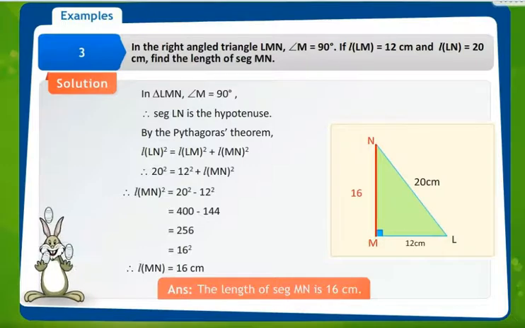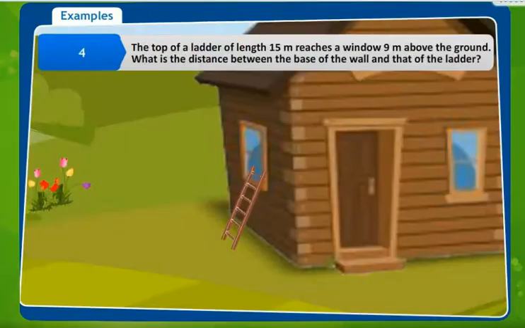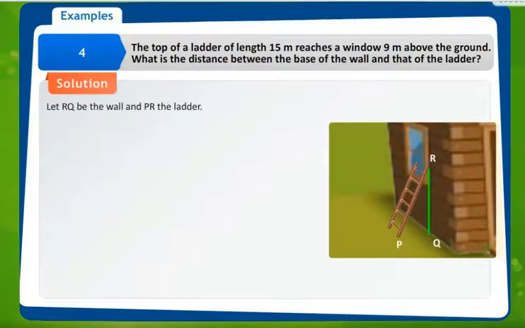Pythagoras theorem can be applied only to right angled triangle. Now another example. The top of a ladder of length 15 meter reaches a window 9 meter above the ground. What is the distance between the base of the wall and that of the ladder? You can see it forms a right angle triangle. We always have a doubt that when we are learning maths, where is it to be applied in our daily life? So this is how application of Pythagoras theorem is taken in our daily life. Now we come back to the sum.